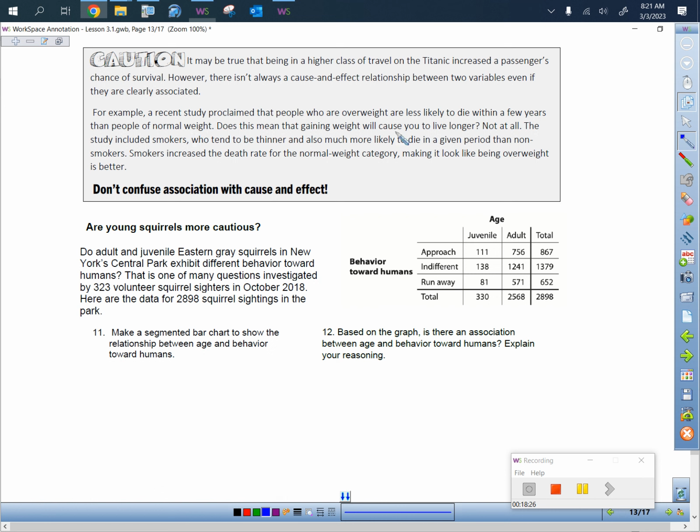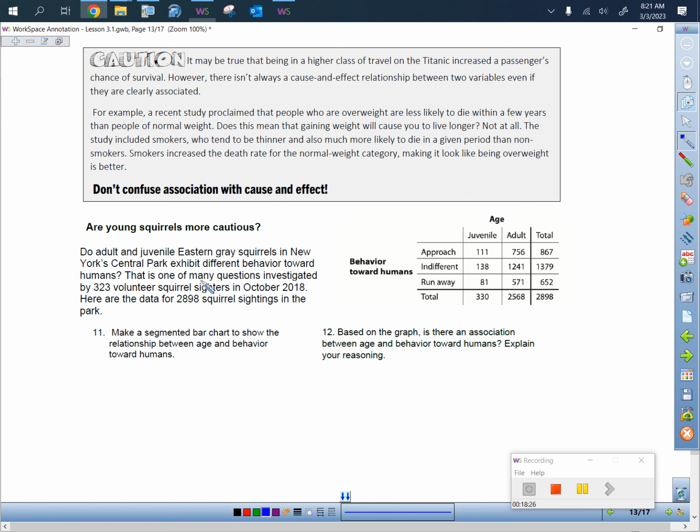Does that mean that gaining weight will let you live longer? Not at all. The study included smokers, and if you do smoke or you know people who smoke, smokers are usually thinner than other people because instead of eating, they smoke. So they're usually thinner, but since they're thin and they smoke, they probably die a little faster than other people because of cancer and things like that. So don't confuse association with cause and effect. Being skinny doesn't necessarily mean that you're going to live longer. Does that kind of make sense? We'll get into that later.